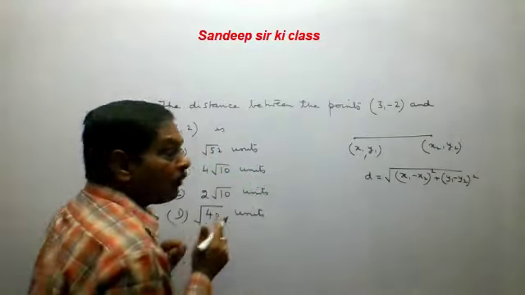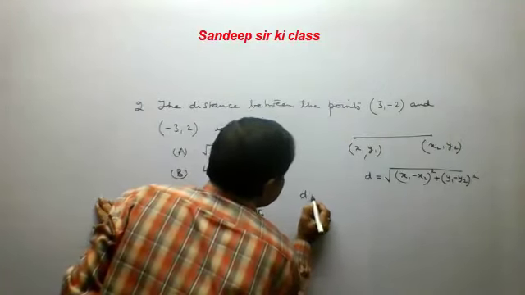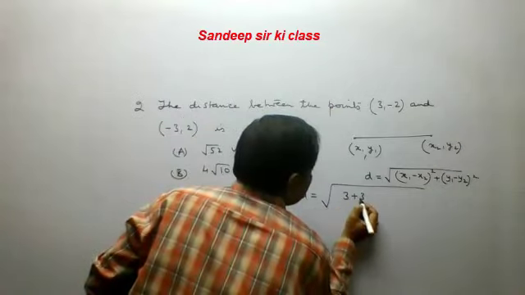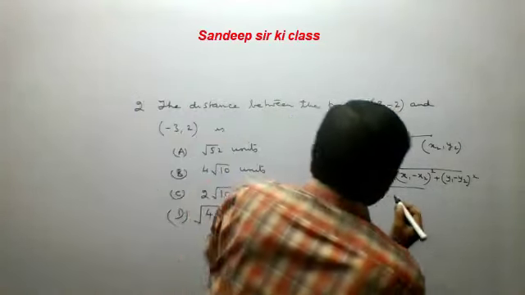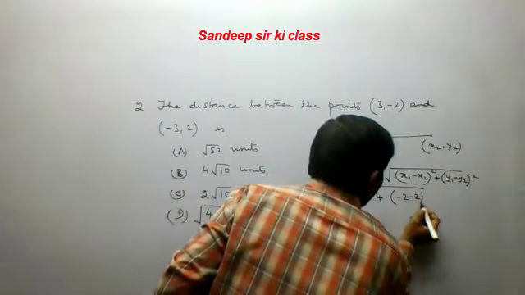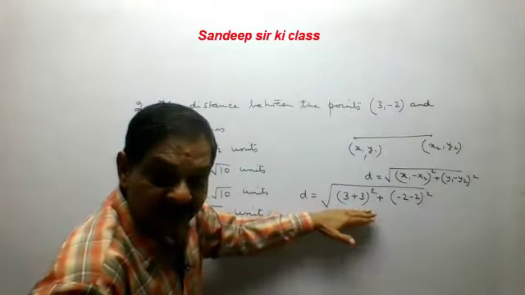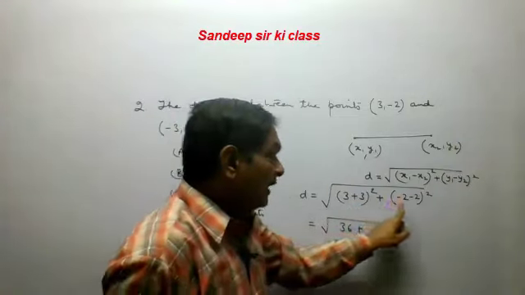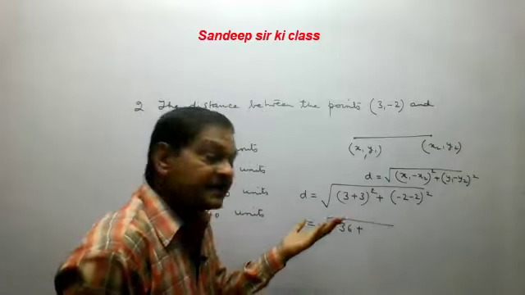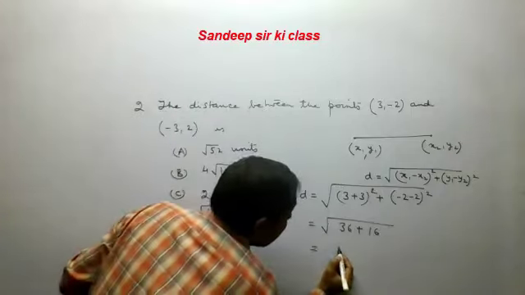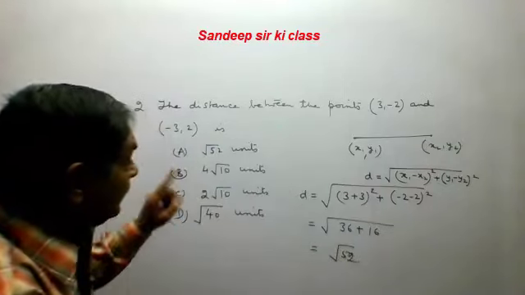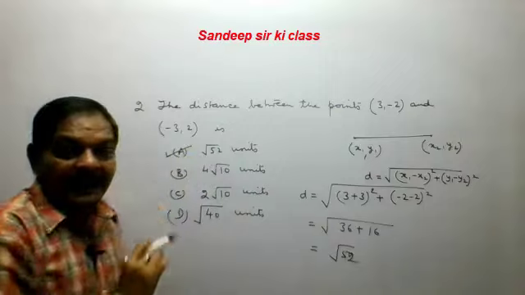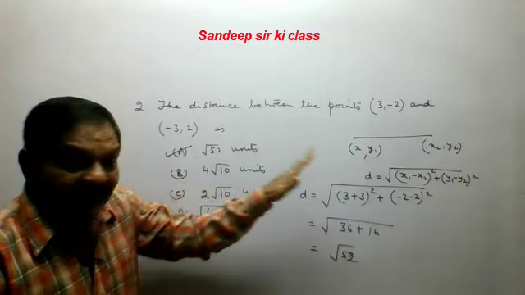So putting these values in this formula, we find that the distance d will be equal to under root (3 plus 3) whole square plus (-2 minus 2) whole square. This will be our required distance value. So this is equal to under root 6 square is 36 plus (-4) square will become a positive number, that means 16. So it will be under root 52. Here option A is under root 52 units. So the correct choice is option A. A simple question in which the direct formula is applied.